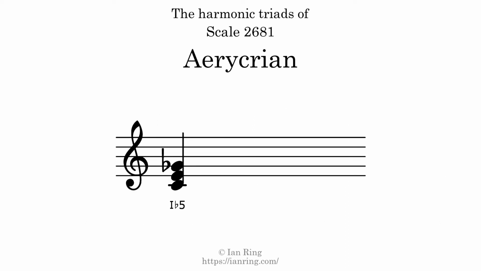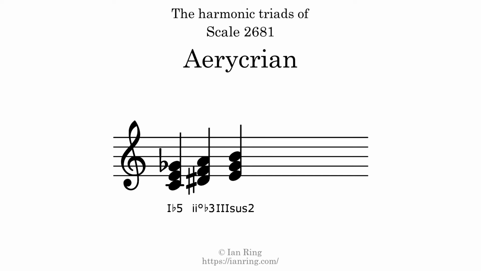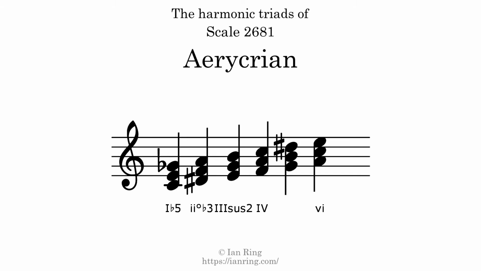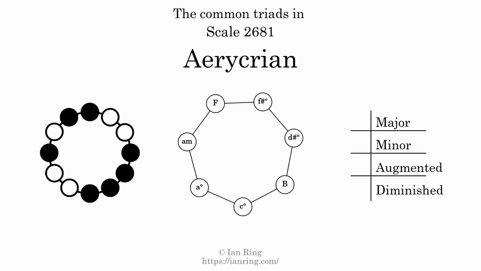Here are the harmonic triads present in this scale. Major flat 5. Diminished flat 3. Sus 2. Major. Unnamed. Minor. Major flat 5. Here are the common triads present in this scale. The diagram in the center is a graph of parsimonious voice leading between triads.